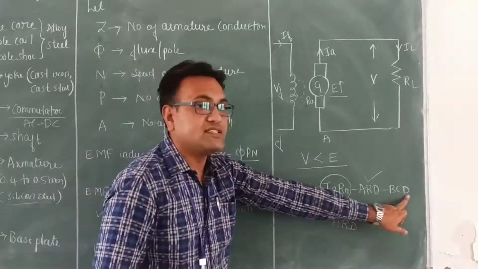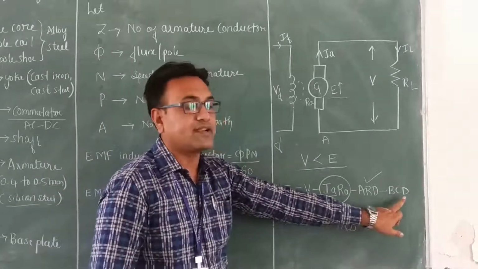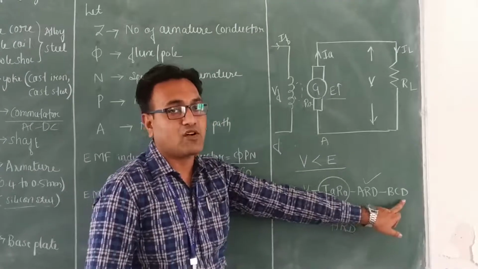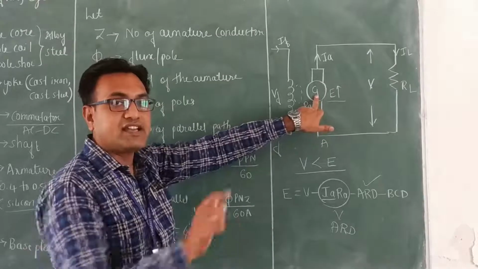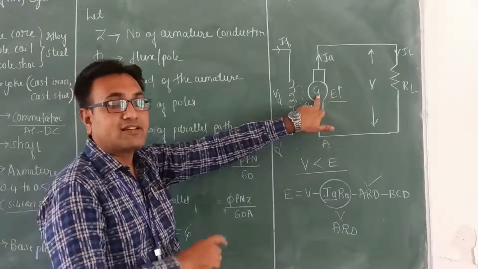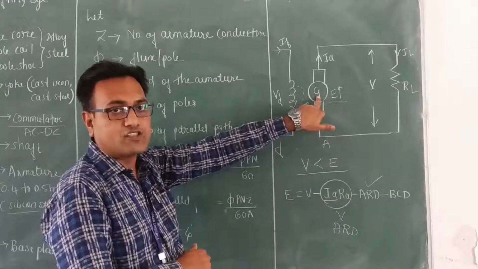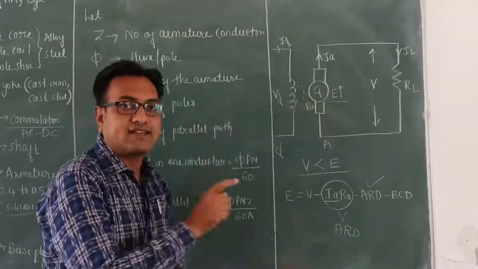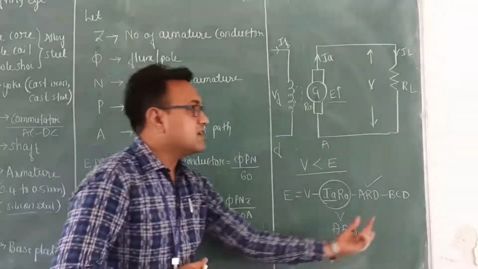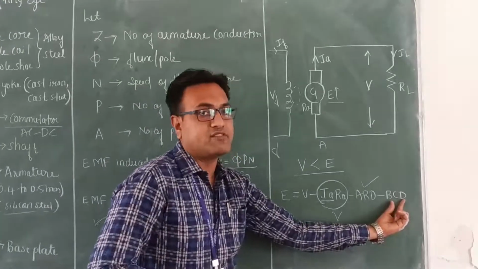The last one is BCD, the brush contact drop. On the armature shaft we have connected some brushes, carbon brushes, to avoid electrical shock. That carbon brush also has a small resistance, and again that resistance opposes the flow of current. So again some amount of the voltage will be dropped.